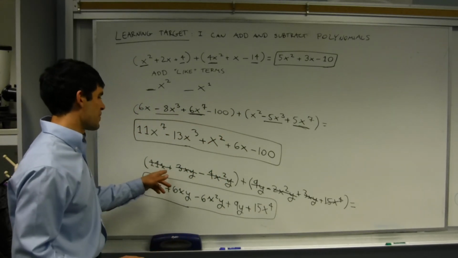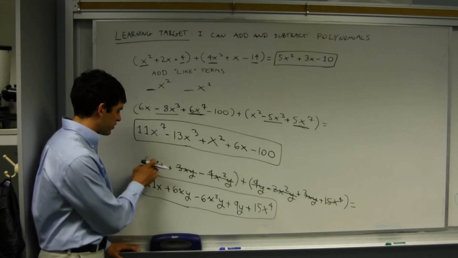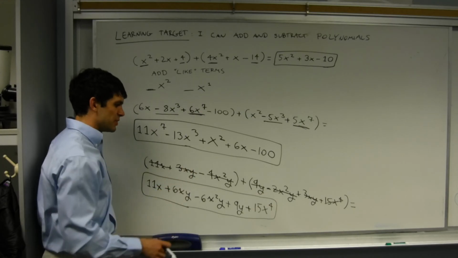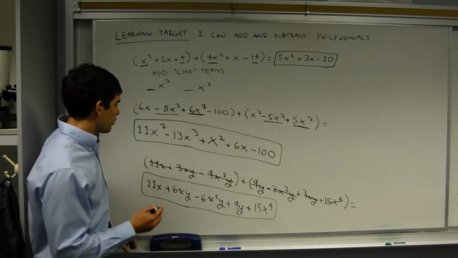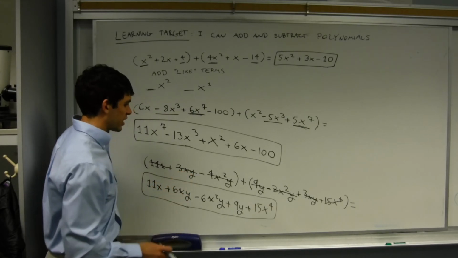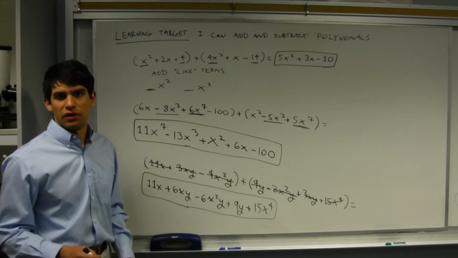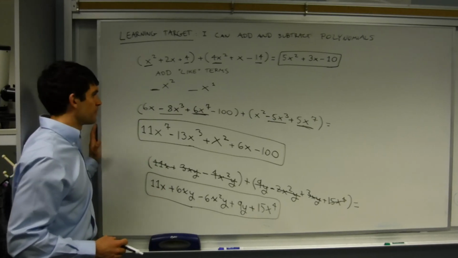So you could cross them out, you could underline them, you could leave them alone. I just find it helpful to do something once you've added two of these terms, because it's really easy to forget a term, especially when you have multiple variables like we do here. So that is addition of polynomial expressions. Now let's do a couple examples of subtraction.